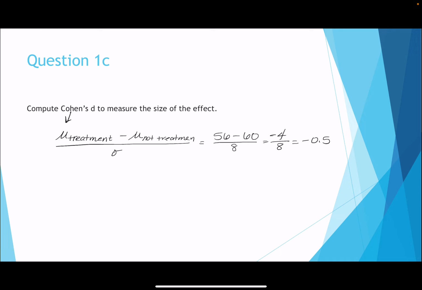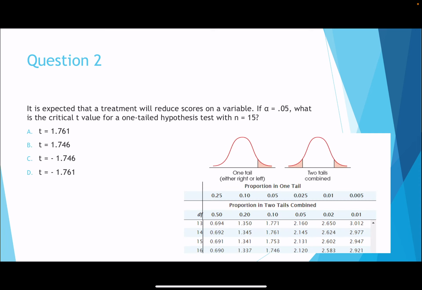But when we're doing these measures, or these size effects, we kind of ignore the negative and just say that our size effect is 0.5, and that is going to be a medium effect on the data.